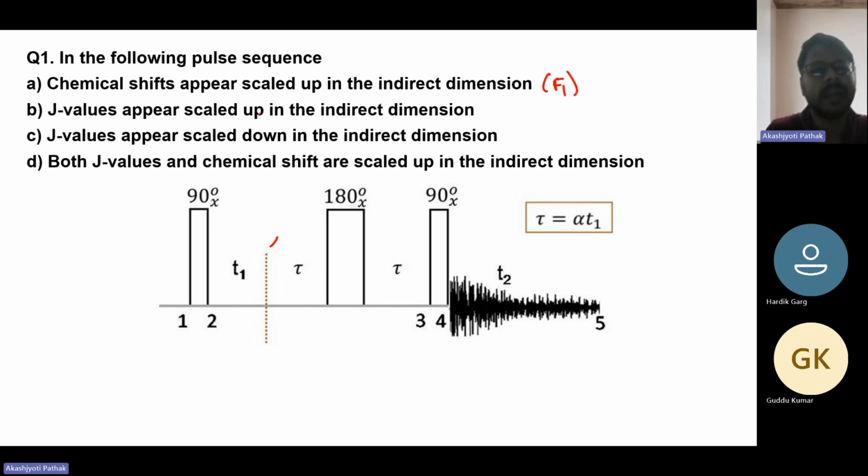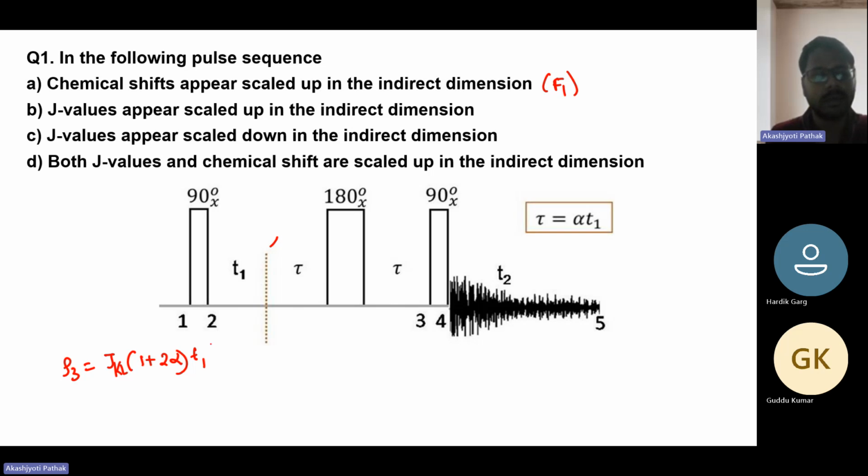The J values appear scaled up in the indirect dimension. The J values appear scaled down in the indirect dimension. Both J values and chemical shifts are scaled up in the indirect dimension. So what will be the answer for this question? Just now we saw in the product operator at time point three that there is an additional factor 1 plus 2 alpha that was multiplied by this JKL term in the T1 dimension, right?